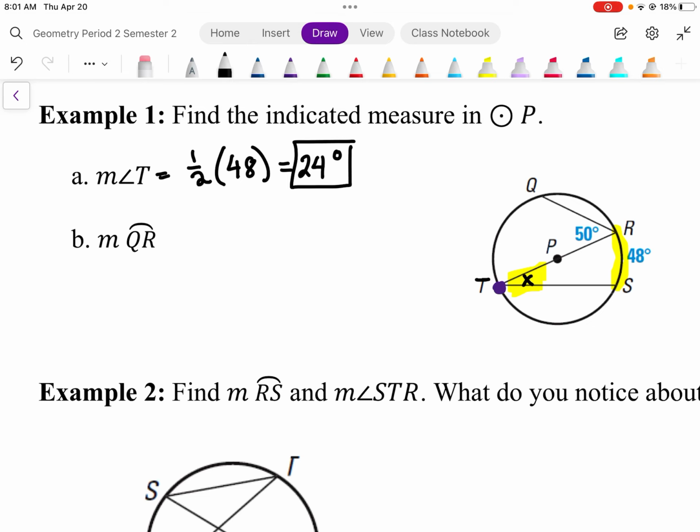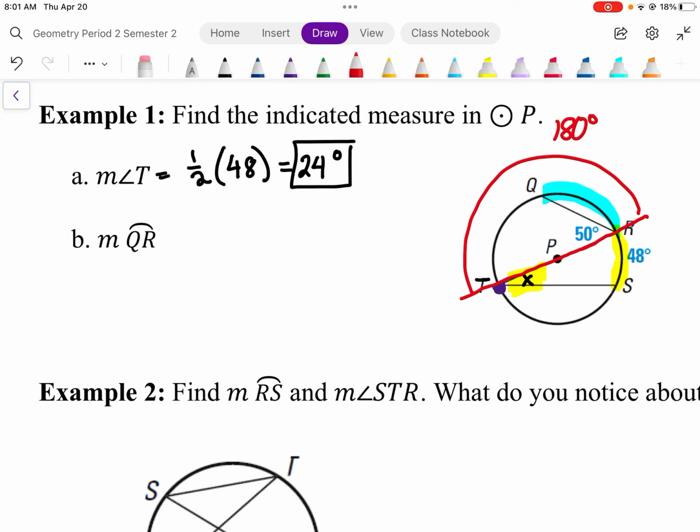For part B, they want us to find the measure of QR. For now, we're going to leave it, but in order to find QR, we're going to have to find some other pieces. So if you notice, this is cut by a diameter. So all of this up at the top has to be 180 degrees.